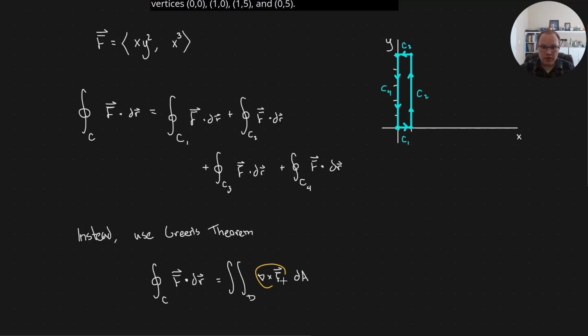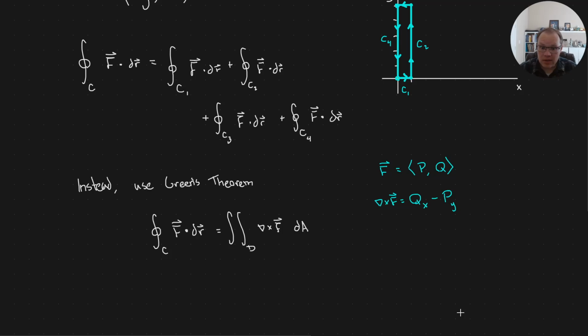So what we want to do here is find the scalar curl. Remember the scalar curl: if f is equal to a vector with components P and Q, then the scalar curl is going to be the derivative of the second component of the field with respect to the first variable x, minus the derivative of the first component of the vector field with respect to the second variable y. Right?